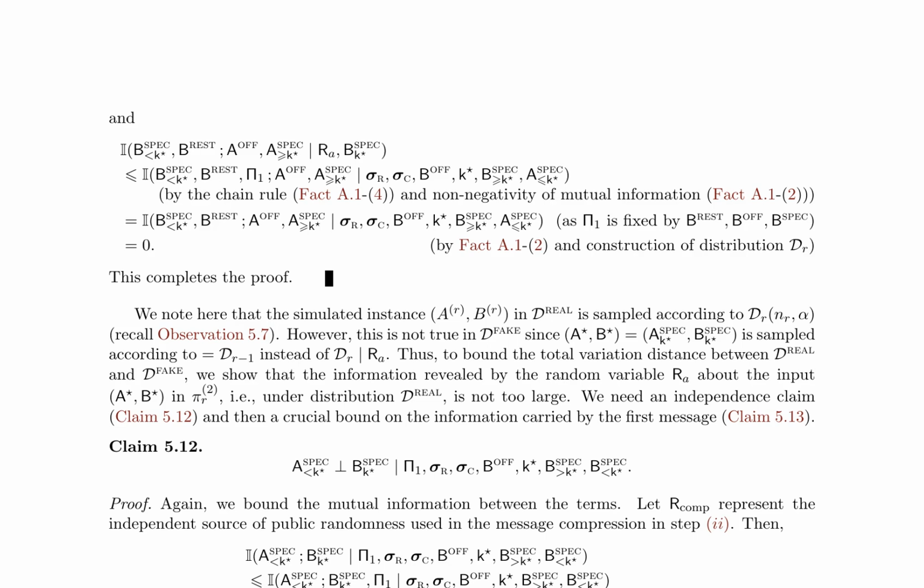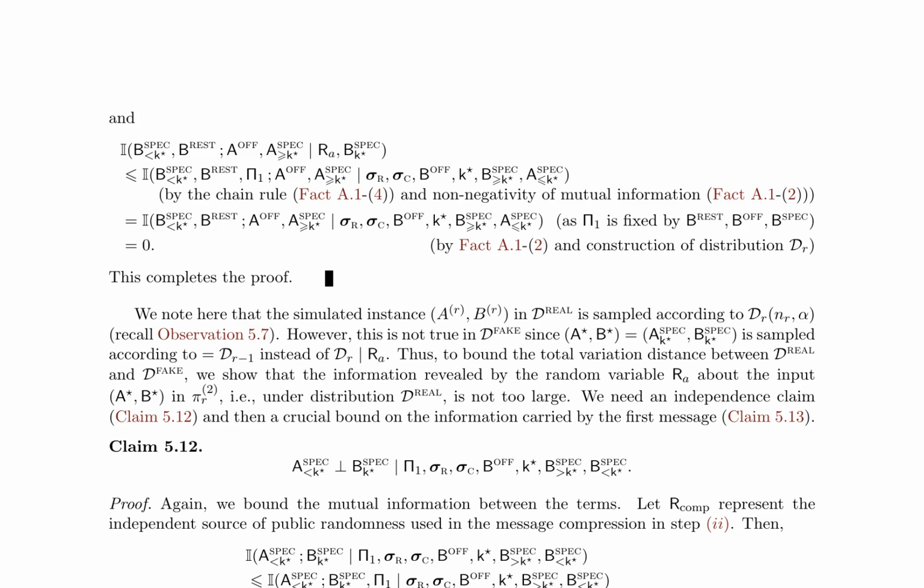The authors then delve into the specifics of the quantum communication protocol, introducing concepts such as simulated instances, real instances, and fake instances. They provide a detailed explanation of how these instances are generated and their roles in the protocol. The main goal is to show that the total variation distance between real and fake instances is small, which implies that the protocol can efficiently simulate quantum communication without revealing too much information about the input.